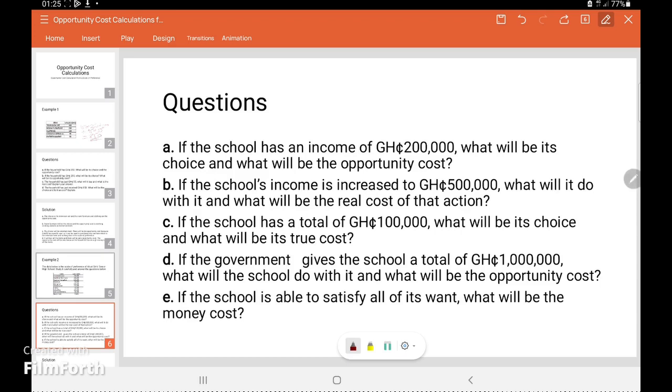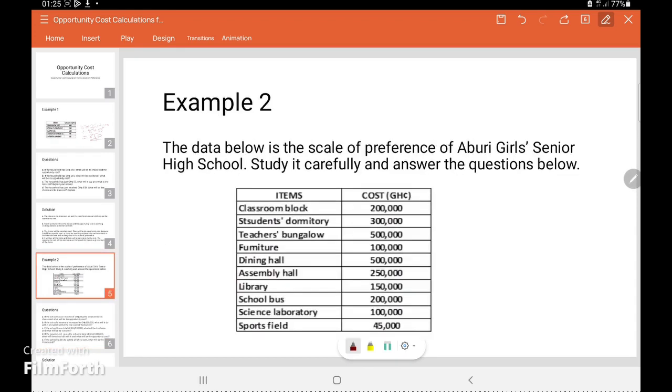So let's go back to the table and respond to this question nicely. So the school has 200,000 Ghana cedis. What will be a choice? A choice will be the classroom block, because it is the topmost item on the scale of preference. It is the most prioritized item on Abrigel's scale of preference. So given that it has 200,000 Ghana cedis, we'll buy the first item, the most important item on the scale of preference, and that is classroom block.